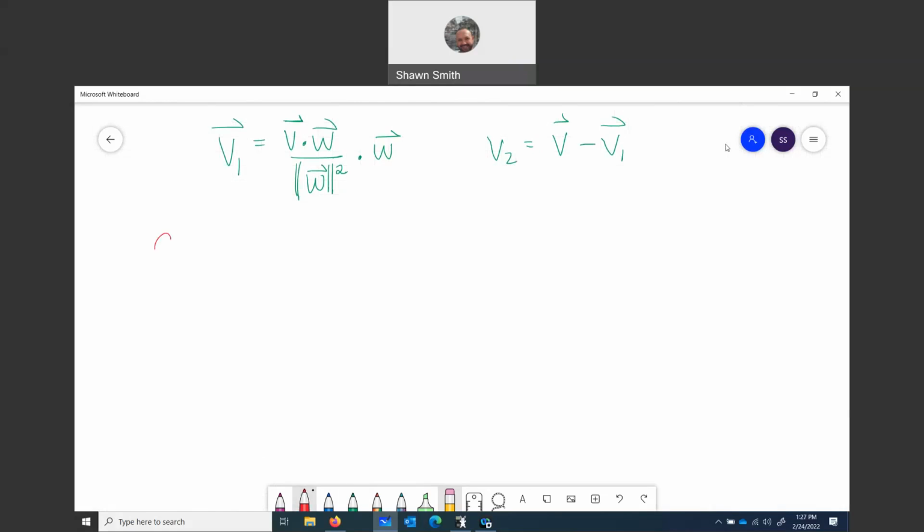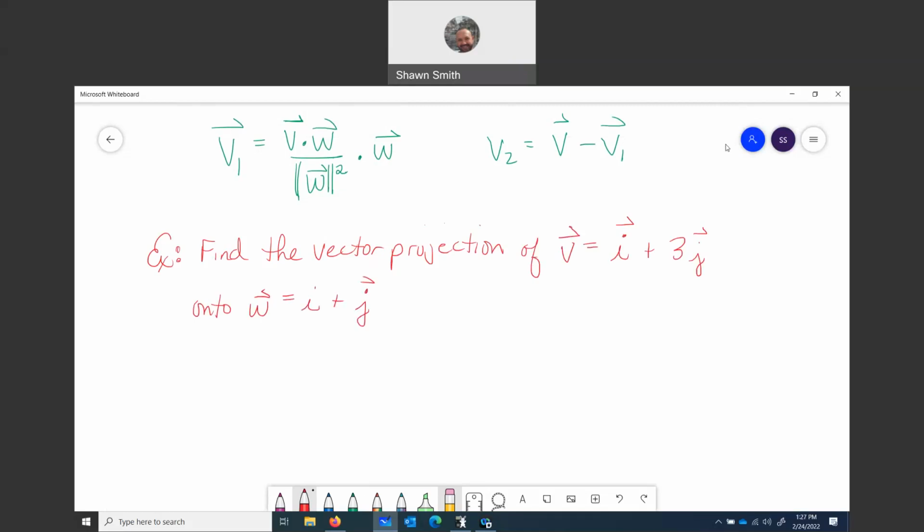All right, so let's find the vector projection of V, which equals just I plus 3J, onto W, which equals I plus J. All right, so let's calculate what V1 would be.